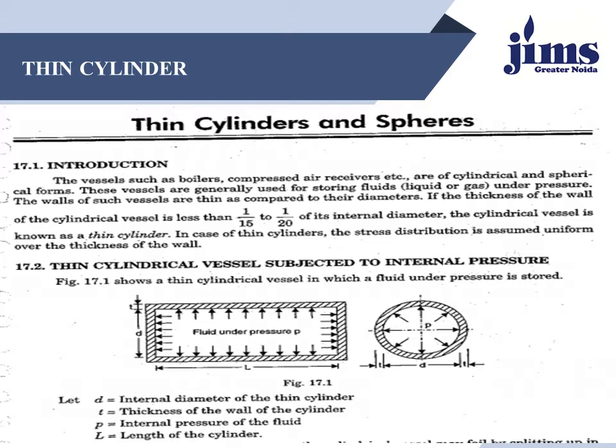So this is a cylinder, this is a front view and this is a side view. In this cylinder, fluid is contained and it acts with a pressure P at its wall. Figure 17.1 shows a thin cylindrical vessel in which a fluid under pressure is stored. Let D be the internal diameter of the thin cylinder, t the thickness of the wall, P the internal pressure of the cylinder, and L the length of the cylinder.